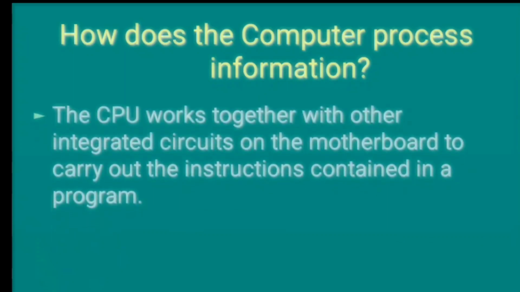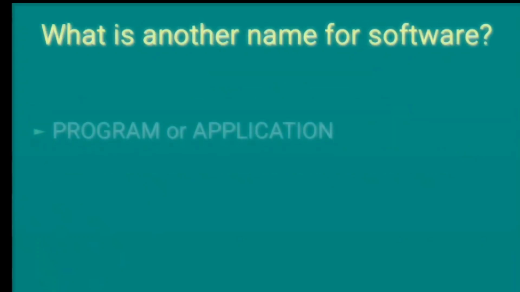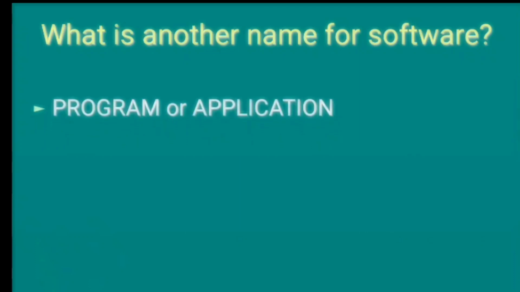How does the computer process information? The CPU works together with other integrated circuits on the motherboard to carry out the instructions contained in a program. What is another name of software? Program or application.